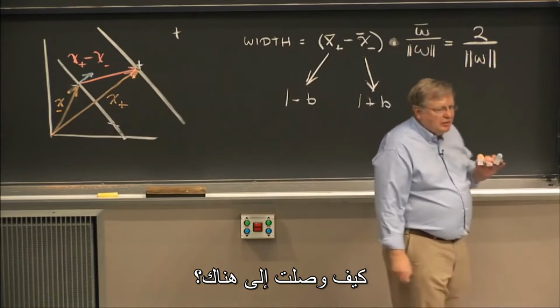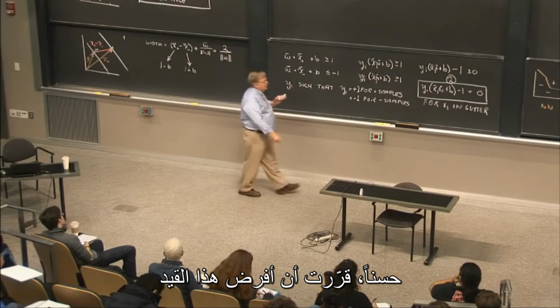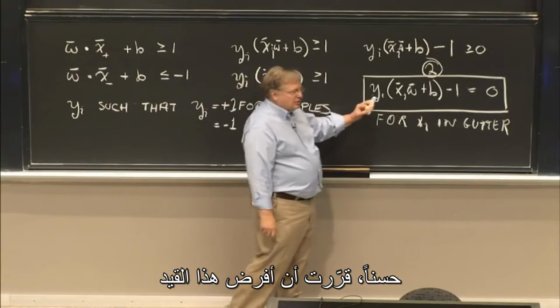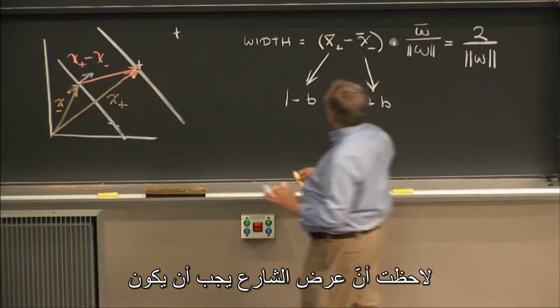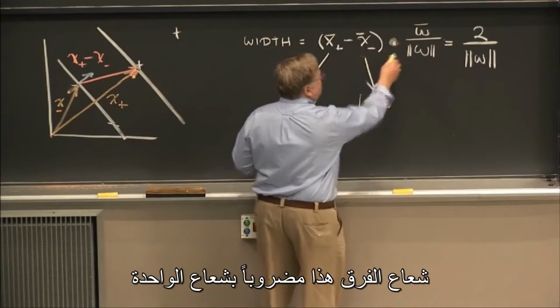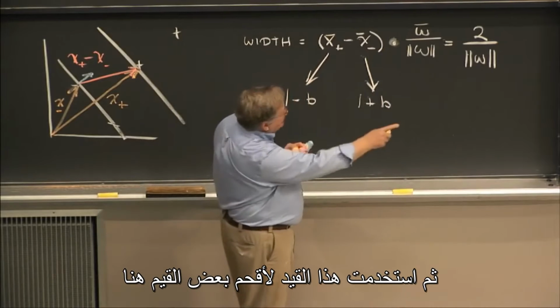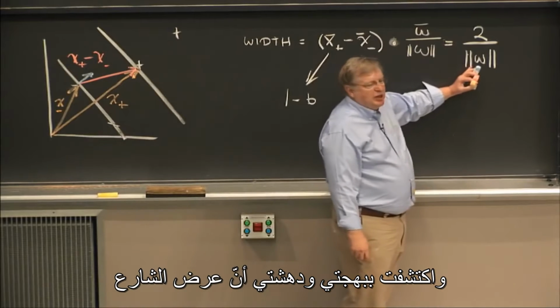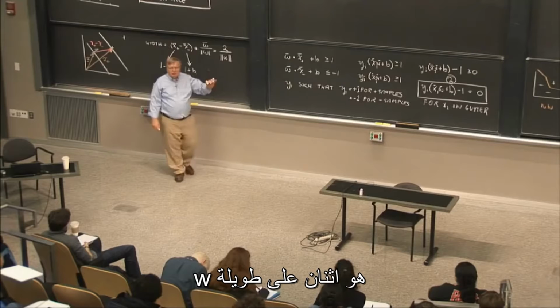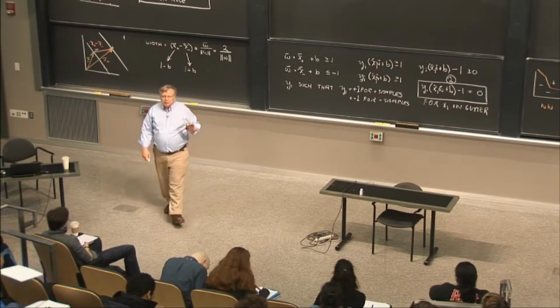How did I get there? Well, I decided I was going to enforce this constraint. I noted that the width of the street has got to be this difference vector times a unit vector. Then I used the constraint to plug back some values here, and I discovered to my delight and amazement that the width of the street is 2 over the magnitude of w.